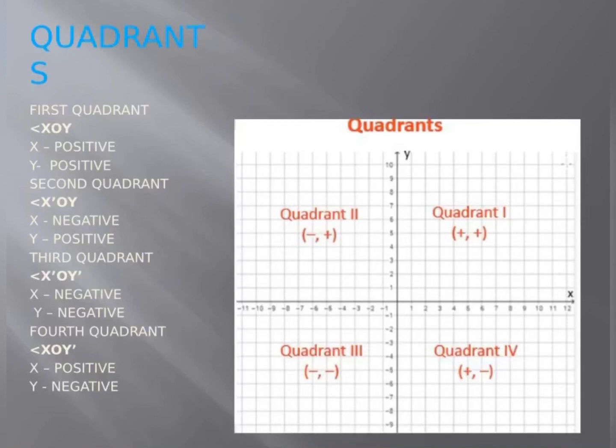So you can see that in the first and third quadrant, the signs of both x and y coordinates are the same. And in the second and fourth quadrant, the signs are different. We conclude our lecture over here.